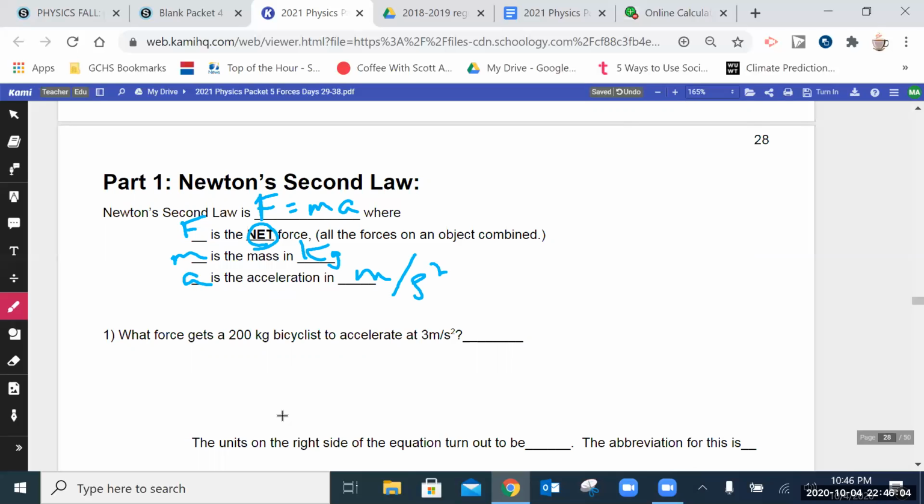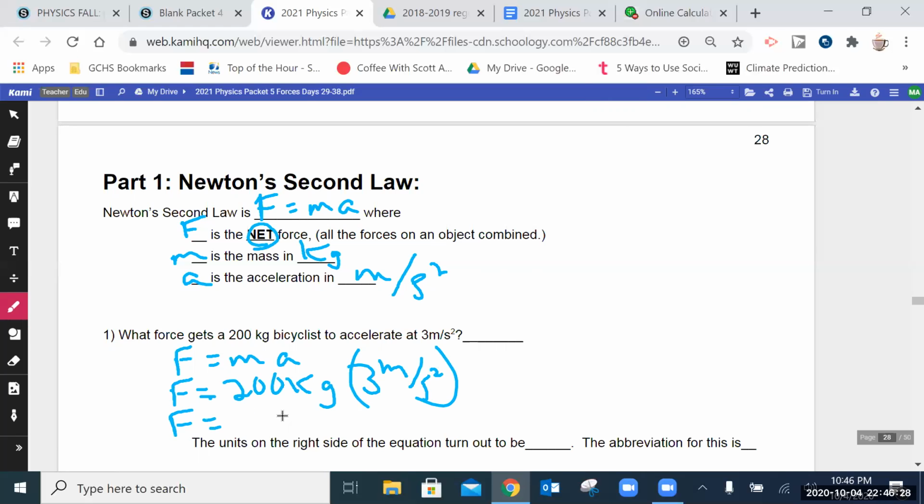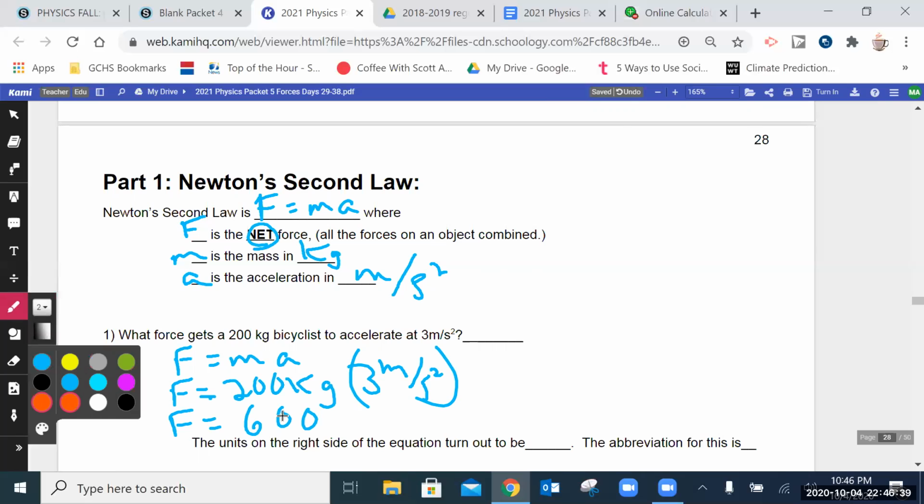So number one, what force gets a 200 kilogram bicyclist to accelerate at 3 meters per second squared? Put in 200 kilograms for the M. Put in 3 meters per second squared for the A. And we get 200 times 3, which is 600. That's the easy part. But what about the units? I have kilograms, and I have meters, and I have seconds squared. Nothing cancels out, and so everything just stays in its place. We have kilograms times meters divided by seconds squared.